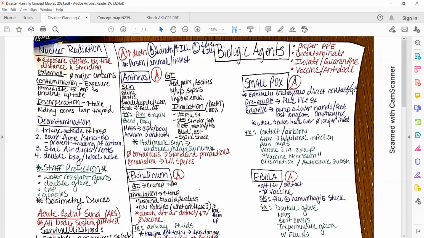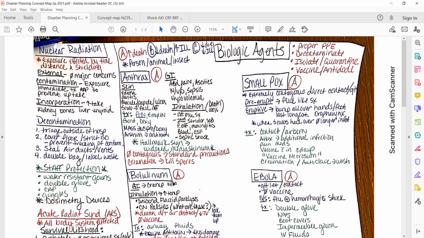So treatment: penicillin, erythromycins, gentamicin, and doxy. Look at this mass casualty. Put this in your mind. If we have mass casualty exposure, very often they go to Cipro and doxy. Cipro and doxy for mass casualty. Okay.